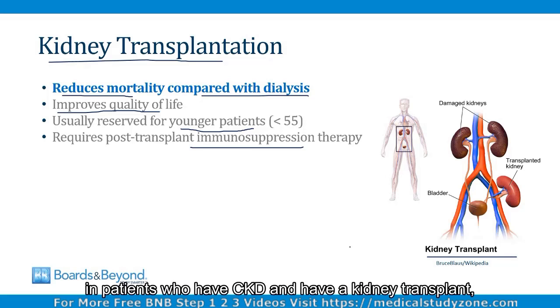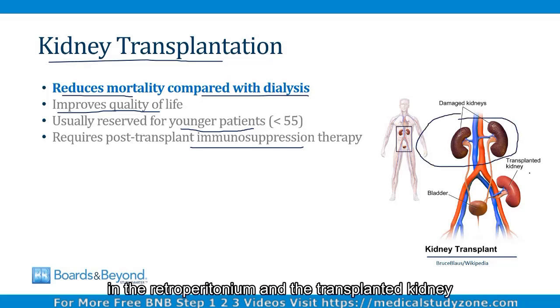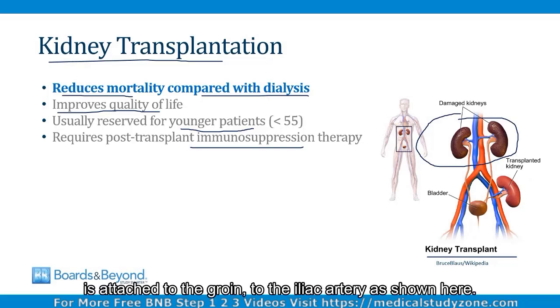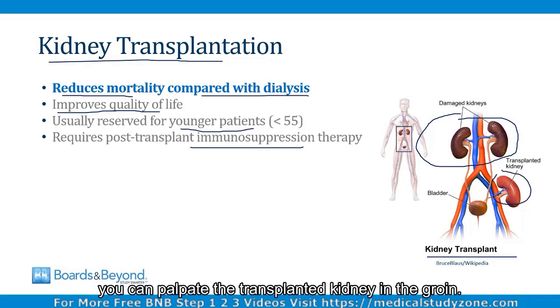And finally, if you look at this drawing on the right side of the screen, in patients who have CKD and have a kidney transplant, the damaged kidneys are left in place in the retroperitoneum, and the transplanted kidney is attached in the groin to the iliac artery as shown here. And if you see patients who have a transplanted kidney, you can palpate the transplanted kidney in the groin.